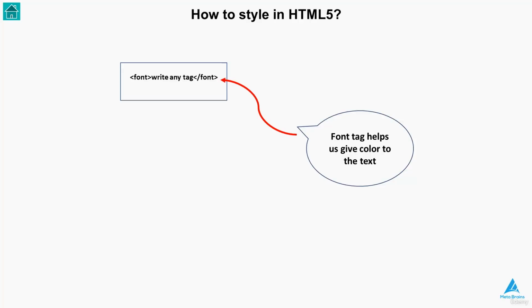Alright, let's now talk about styling in HTML5. As far as the style of HTML is concerned, CSS is the go-to language for it. Usually HTML is styled by CSS. This means that you can use a few attributes of CSS to style your HTML content. For example, the font tag is used to give color to the text. So if you want to change the color of your text, you'll need to use the font tag. Let's go to VS Code and see how all of this works in action.